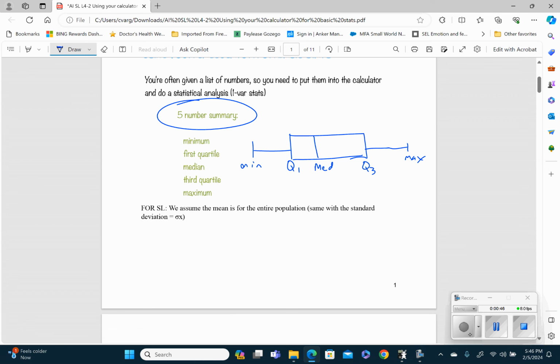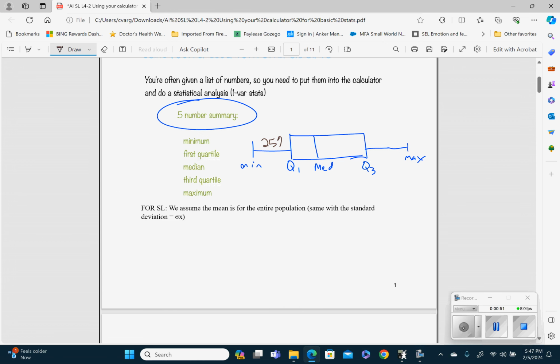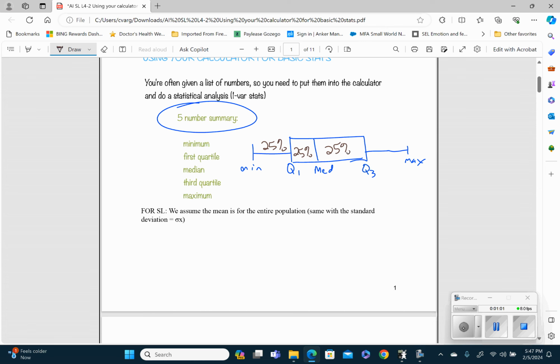I want to refresh your memory about something that is critical and key for you to know. 25% of the data falls right here. You're definitely going to need to know this for the questions, right? 25% falls between Q1 and the median. 25%, it's not about how it looks, between the median and Q3. And the last 25% is between Q3 and the max, okay? So that all adds up to 100%, which means that each of these are quartiles. Another name for median is Q2, but usually we use median instead.